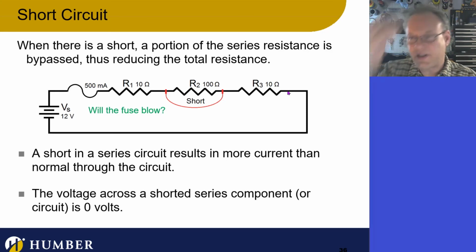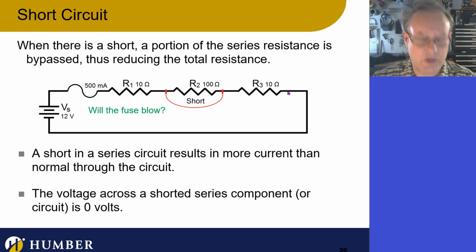Okay, so wait, what's the current? My voltage source is 12 divided by 120 ohms. So the current is going to be 100 milliamps. Okay, so before the short, the current's 100 milliamps. So I've got a 500 milliamp fuse in there. It's never even going to get warm. It's not even ever going to get stressed.